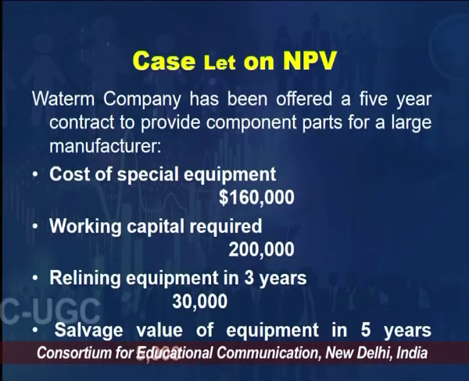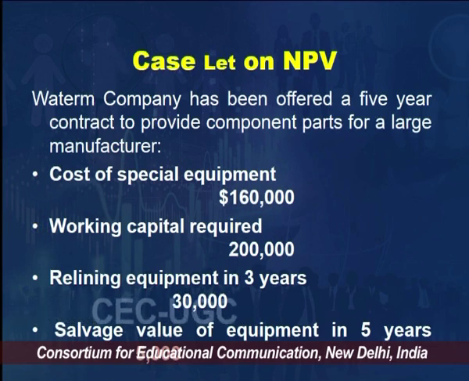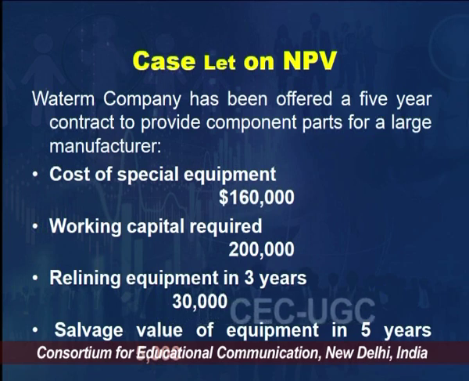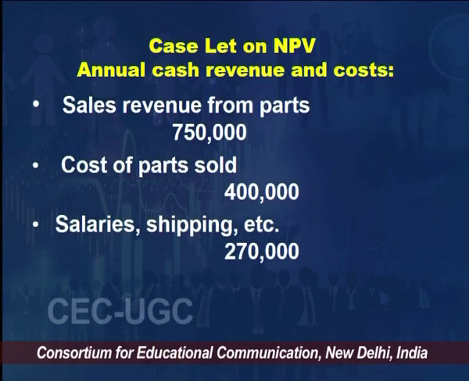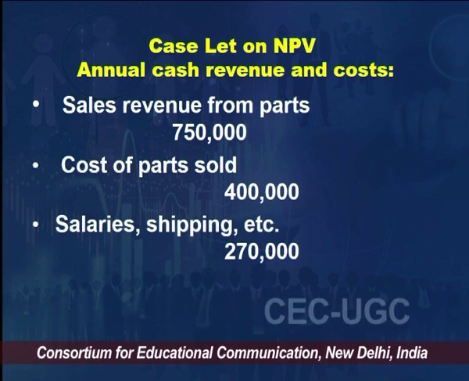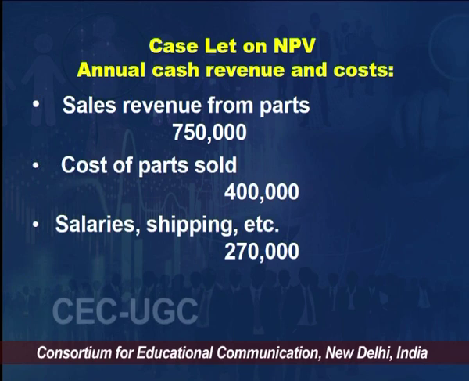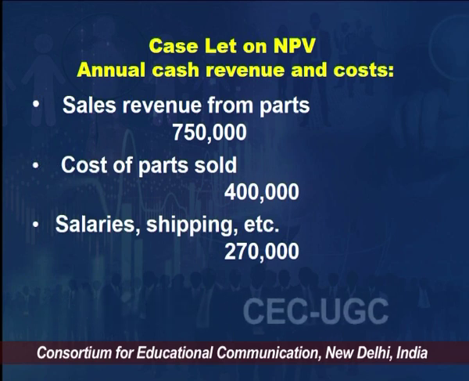It is a case of Watram company. So the case goes like this: Watram company has been offered a 5-year contract to provide component parts for a large manufacturer. The cost of special equipment is 160,000. The working capital requirement is 200,000. The relining of equipment in 3 years is 30,000. The salvage value of the equipment in 5 years is 5,000. The sales revenue from parts is 7,50,000. Cost of parts used is 4 lakhs, and the salaries and shipping cost is 2,70,000.